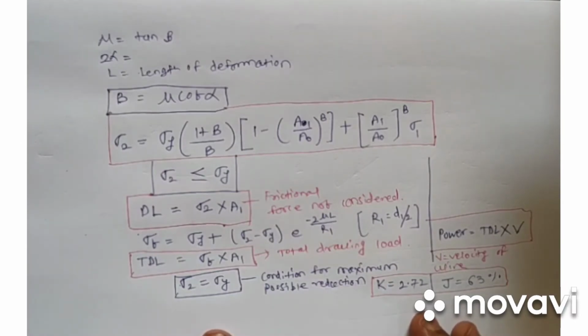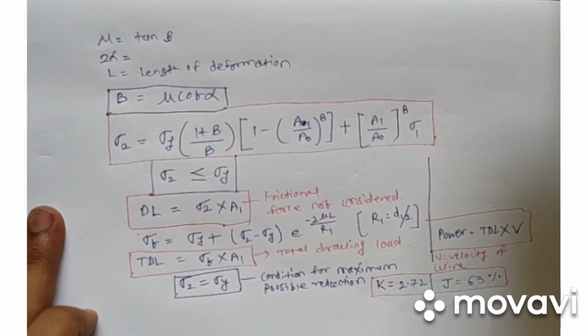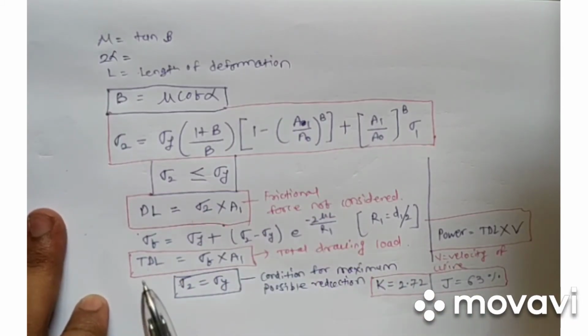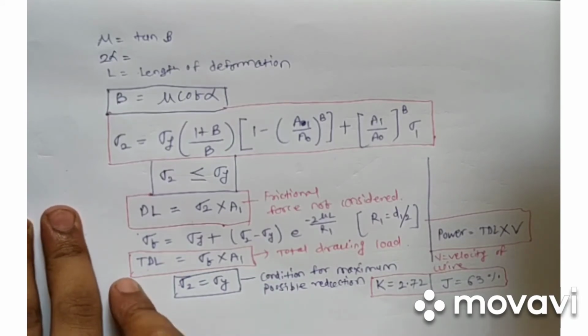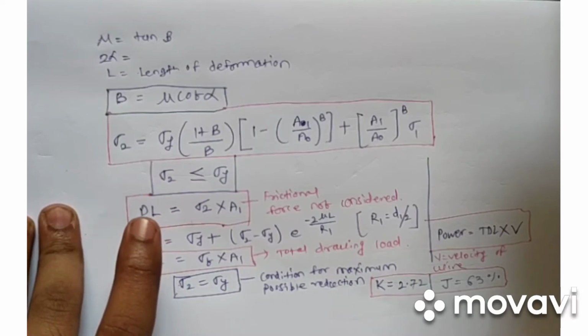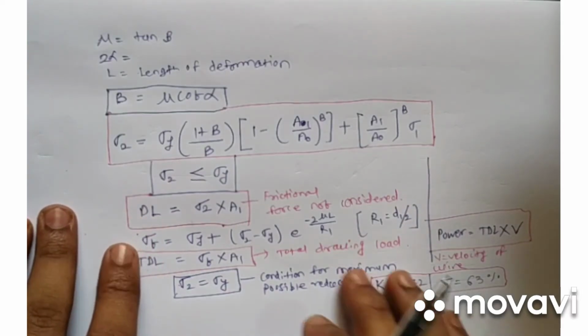So these are just the basic terminologies and how we can correlate the different terms involved in drawing: how we can find out the drawing load, then the power, and by which condition the maximum reduction in wire area is possible. So this is the basic.